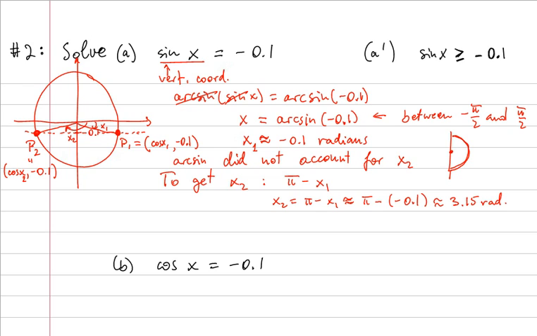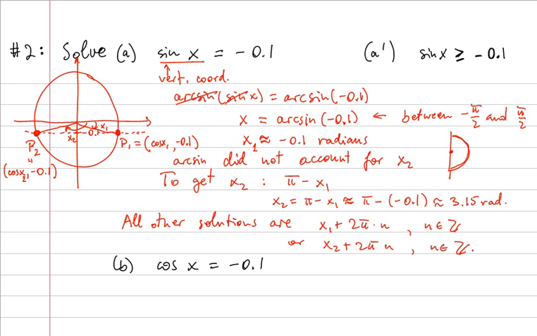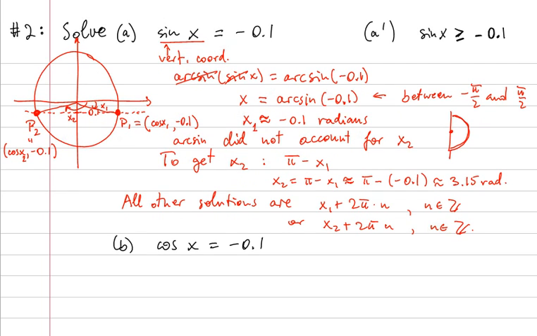And then we notice that there are infinitely many more solutions, which we get by going any number of full circles around. So all other solutions are x1 plus 2 pi n, where n is in Z, or x2 plus 2 pi n, where n is in Z. And that's it for this first part of the problem.